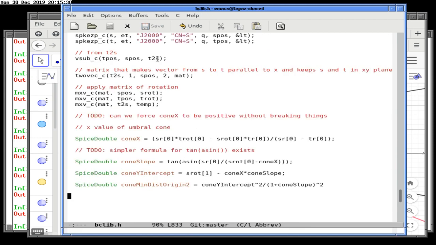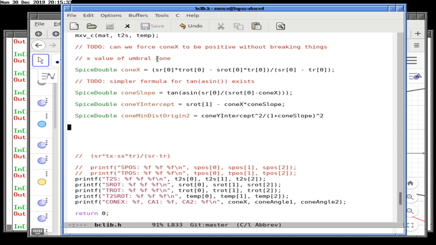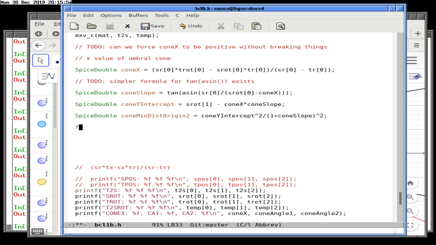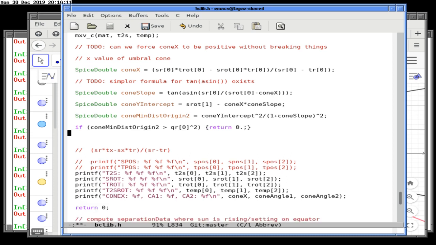So now what we can say here is, okay, cone min dist origin squared. So if that is less than QR0, that's not the only way we can be in an eclipse, but we know we are definitely in an eclipse if that happens. So now we can do this. If this value is greater than QR0 squared, we can do an early abort. And because this function has to return something, we'll return zero or something. But that's not a problem.